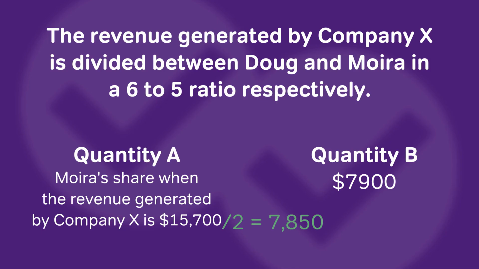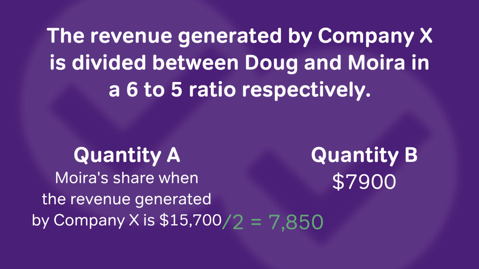Let's dive in. Okay, just looking at this question, it seems like there's a lot of math that we're gonna have to do. It's pretty intimidating. So let's take a look here. The revenue generated by company X is divided between Doug and Moira in a 6:5 ratio respectively. Now, that's a lot going on there because that's kind of a weird ratio. So I'm already feeling a little bit awkward and uncomfortable. I don't like this question, but I keep on reading.